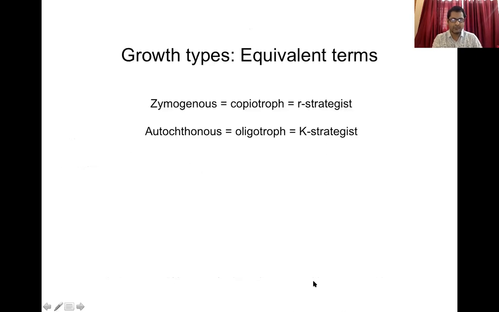So in turn, we can say that the Zymogenous genus, which uses easily degradable compounds, is also equivalent to copiotrophs and is also R strategists or R communities. Whereas the autochthonous are the communities which are oligotrophs, growing in low organic load, low organic compounds, low resources, and are also known as K strategists or K communities. Got it? So this is all about soil microbiology.